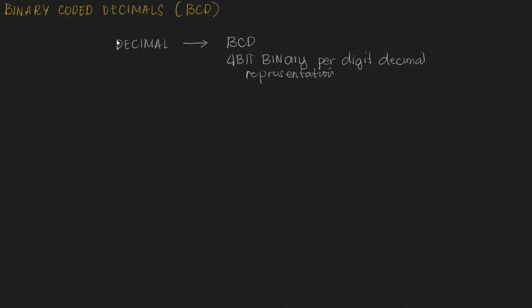And then you should also take note that each 4-bit binary limits its value only to 9. So the maximum value for a 4-bit BCD is, how do you write binary? The binary equivalent of 9, so that is 1, 0, 0, 1.